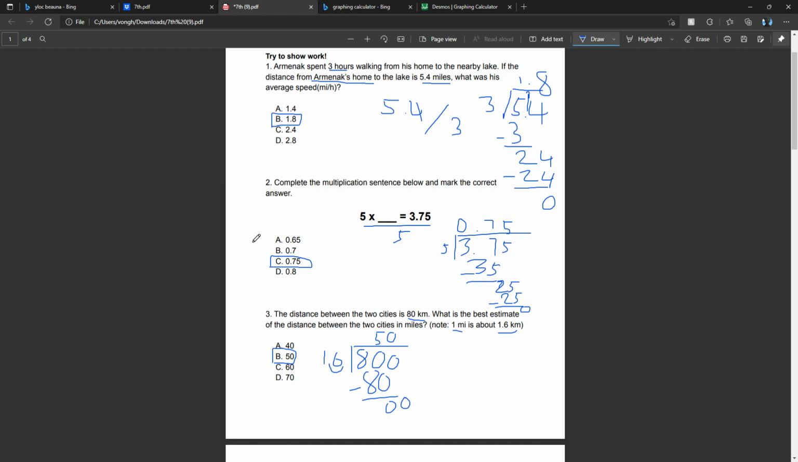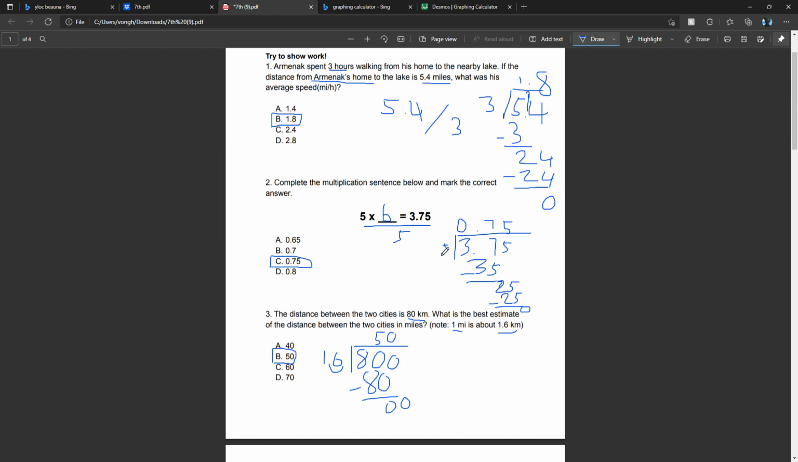Here, complete the multiplication sentence below and mark the correct answer. You have 5 times some number, which we'll call b, equals 3.75. And all we have to do is isolate the variable, so we divide both sides by 5. And so here, we just take the decimal, put it on top like that, and divide it.